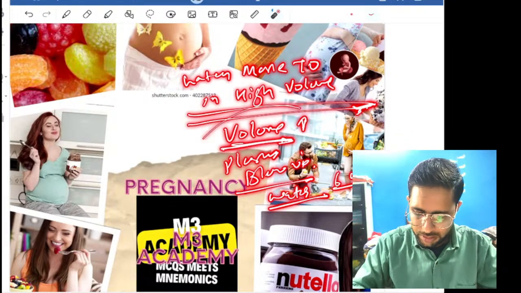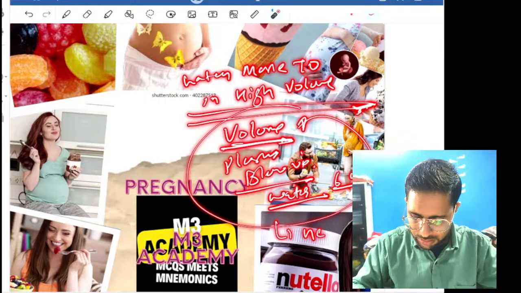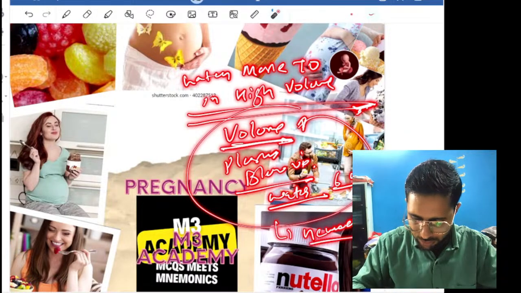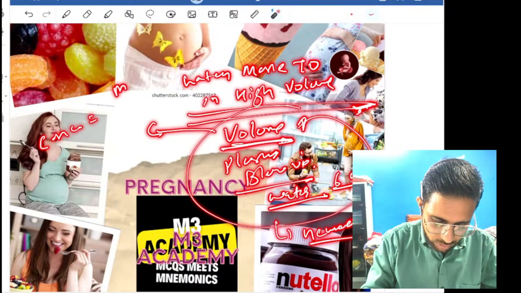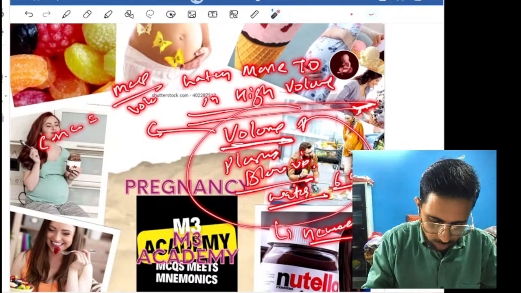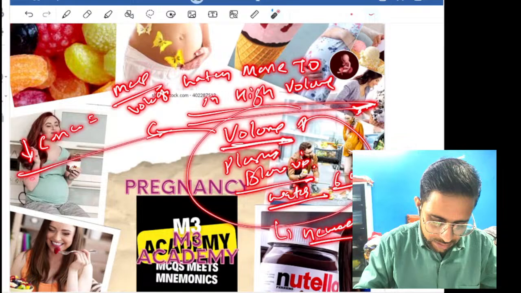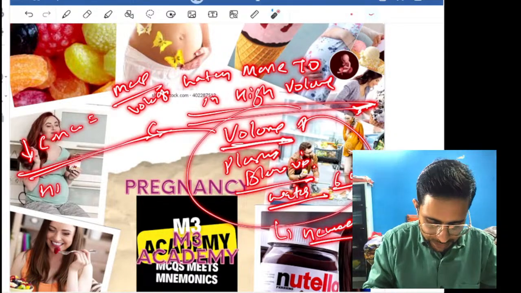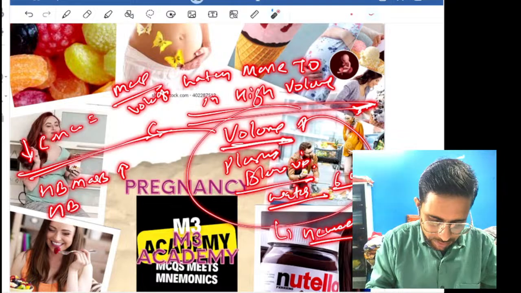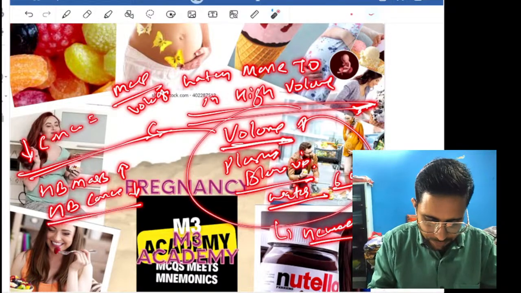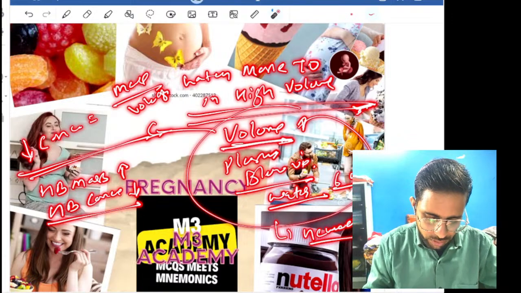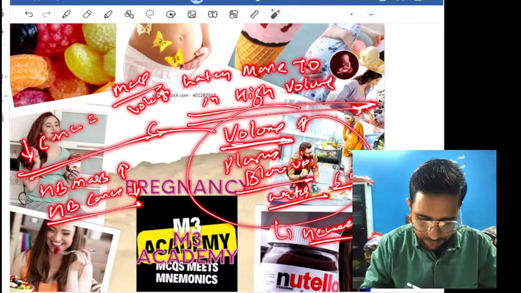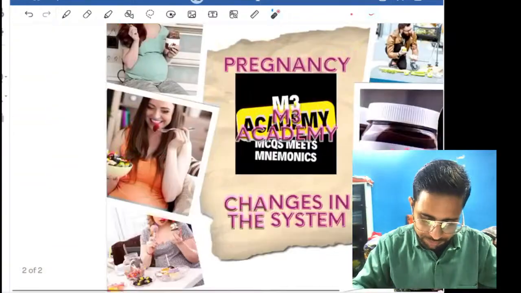So by this hemodilution can happen, hemodilution. And if the volume increases, what is the formula of the concentration? Mass upon the volume. So if volume increases, then concentration decreases. So we can say Hb mass increases, but Hb concentration decreases, because concentration is inversely proportional to the volume. Yes, everybody clear about this?